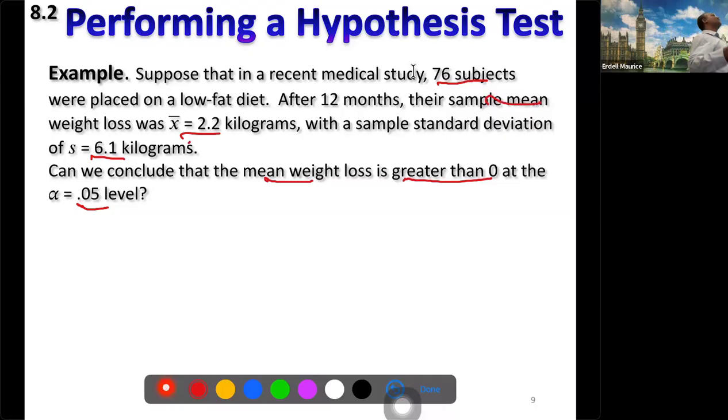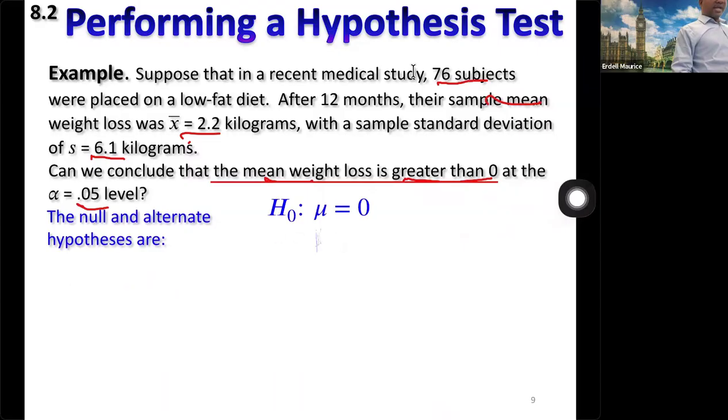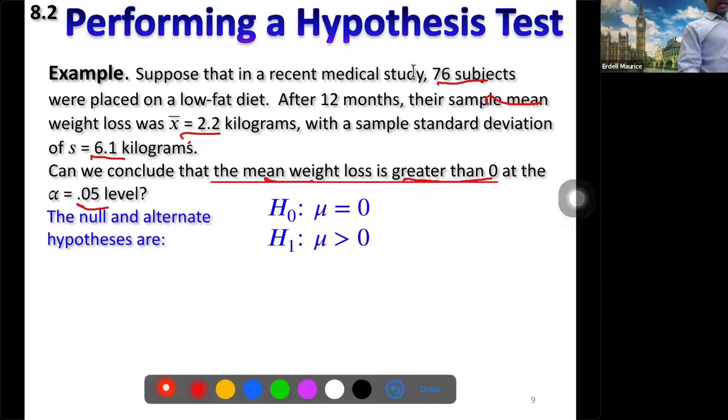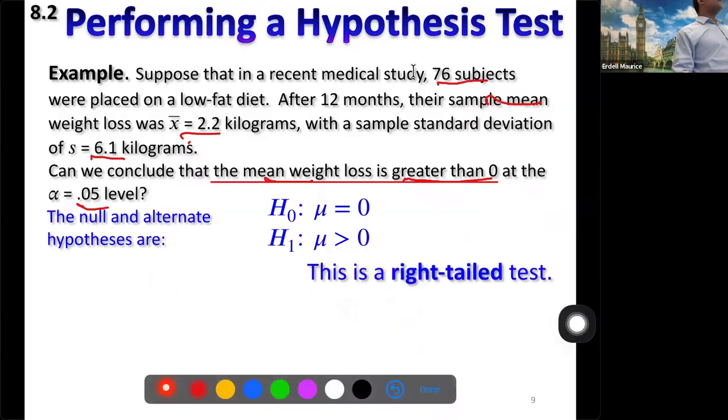So with all of that, what is the null and alternate hypothesis? Going once, I'm about to tell you. The null is equal to 0, and the alternate hypothesis is going to be greater than 0. Because the idea right here is they want to conclude that the mean loss is greater than 0. If the alternate hypothesis is true, it means that the diet is causing people to lose weight. This is a right-tailed test.